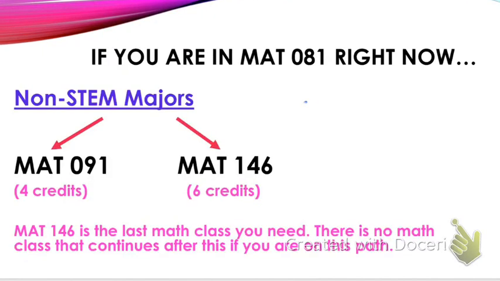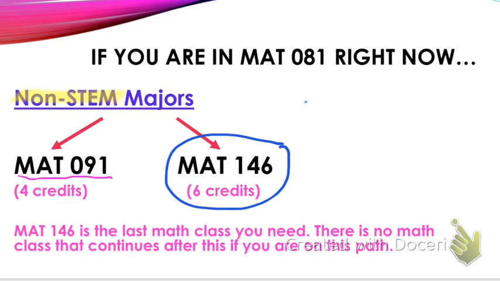Now, if your advisor tells you that your major is considered non-STEM, then for most of us, we will go right into Math 146. Now, you could take Math 091, but that's more of an algebra class, and Math 146 is not as algebraic of a class. So because it's 6 credits, anything that is needed from this class, they'll throw into this class and help you review.